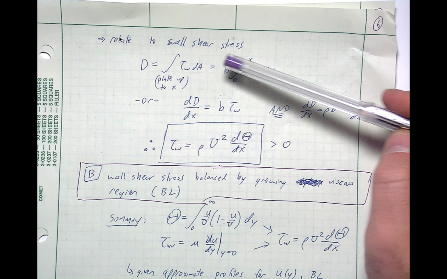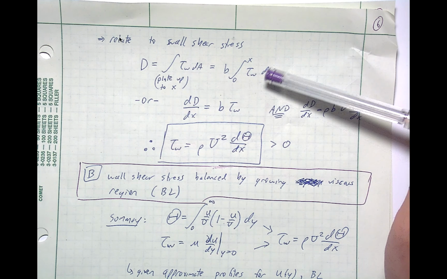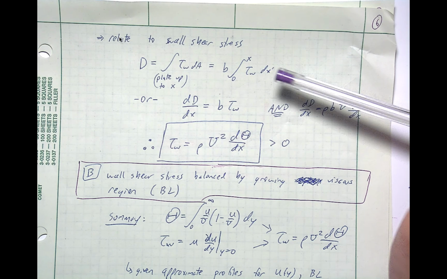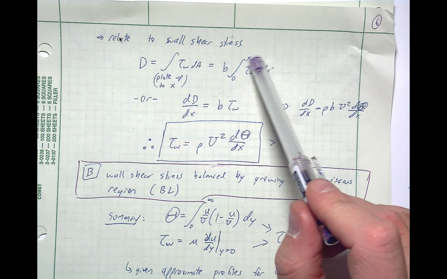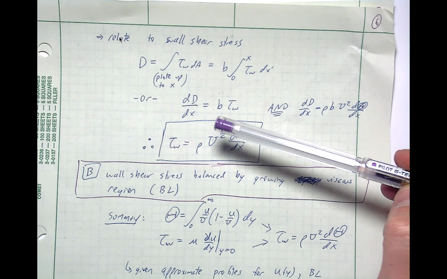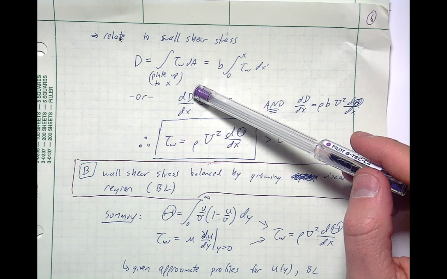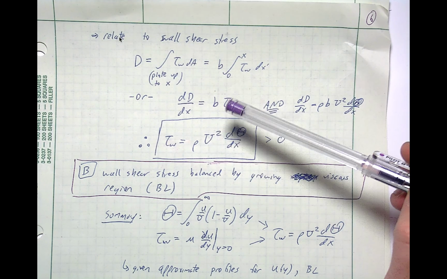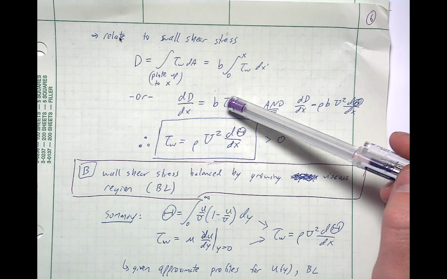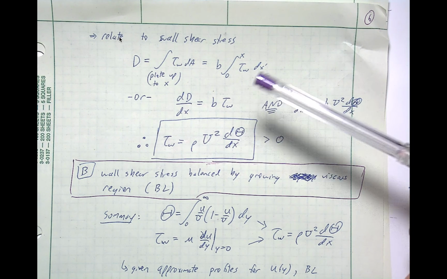And here the integral over the area again is just going to be b into the page, and then an integral in that x direction up to x. So we have an x prime here. And tau, wall shear stress, is also a function of x itself. So another way to say this relationship is that the change in the drag with x is just the thickness into the page times the wall shear stress, where, again, these are both functions of x.